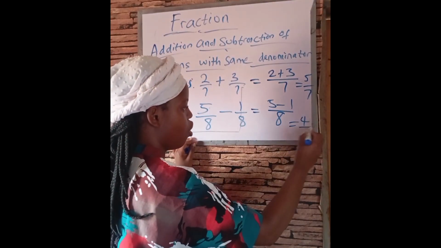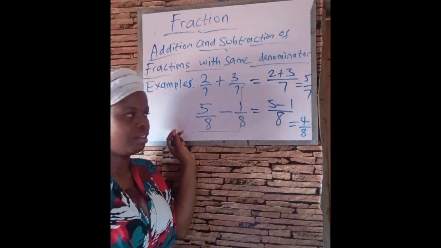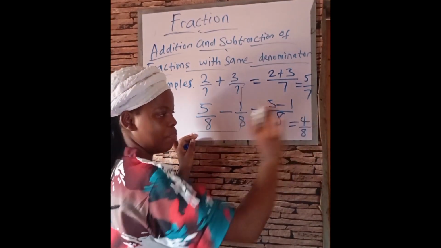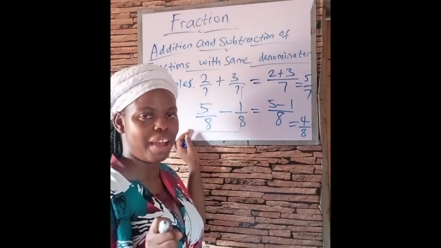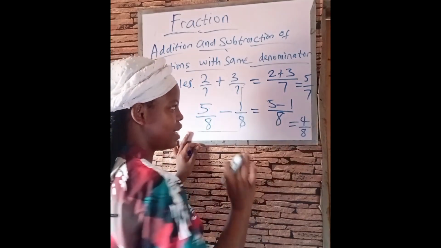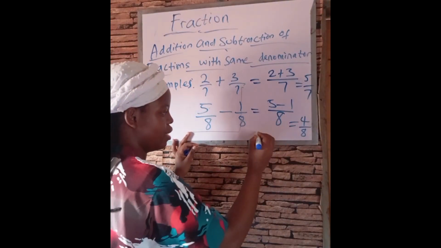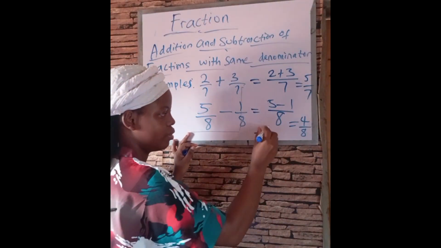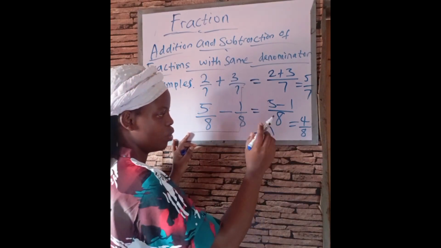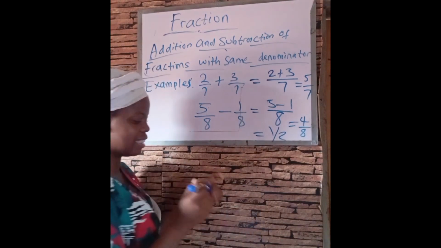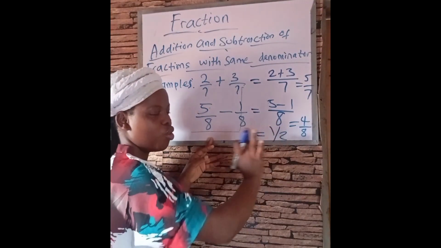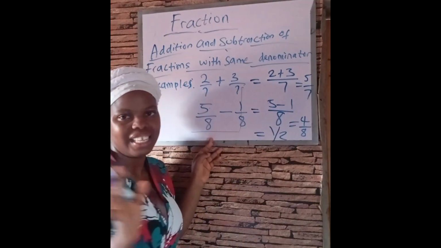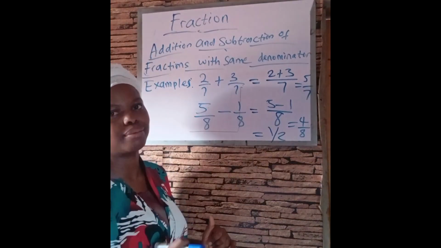We have 4/8. So you can simplify this. We already discussed how to simplify a fraction. So to simplify this, you can say 4 divided by 4 will give us 1, and 8 divided by 4 as well will give us 2. So the answer is 1/2. 1/2 and 4/8 are equivalent to each other.